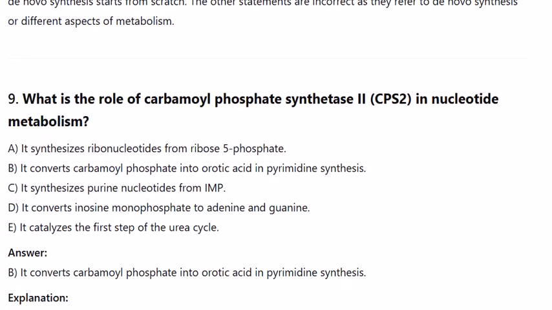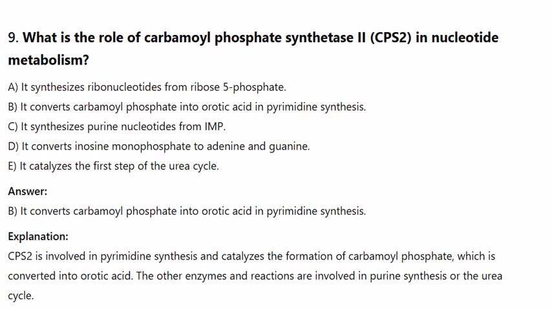9. What is the role of carbamoyl phosphate synthetase 2, CPS2, in nucleotide metabolism? A. It synthesizes ribonucleotides from ribose 5-phosphate. B. It converts carbamoyl phosphate into orotic acid in pyrimidine synthesis. C. It synthesizes purine nucleotides from IMP. D. It converts inosine monophosphate to adenine and guanine. E. It catalyzes the first step of the urea cycle. Answer: B. It converts carbamoyl phosphate into orotic acid in pyrimidine synthesis. Explanation: CPS2 is involved in pyrimidine synthesis and catalyzes the formation of carbamoyl phosphate, which is converted into orotic acid. The other enzymes and reactions are involved in purine synthesis or the urea cycle.